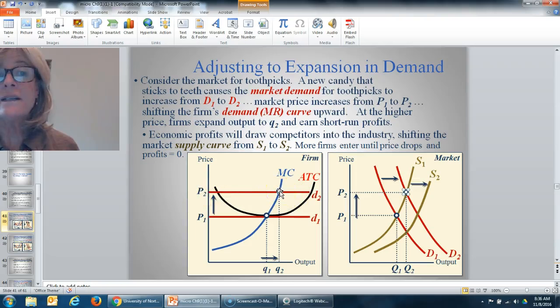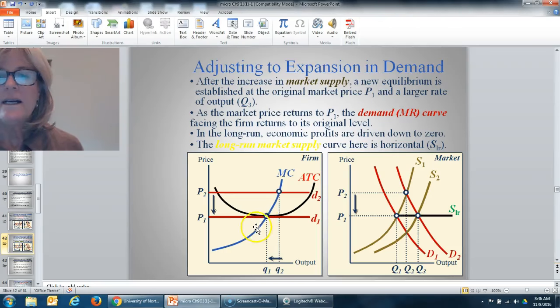Positive profits. What happens with positive profits? With positive profits, new firms enter, right? New firms enter, supply shifts right until we end up with the long run perfectly competitive conditions. Price is equal to the minimum of the average total cost curve and zero economic profits. So even if we have an uptick in demand in the short run, eventually you're going to end up at the same place in the long run.